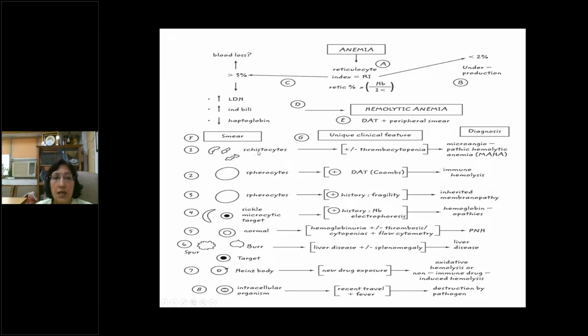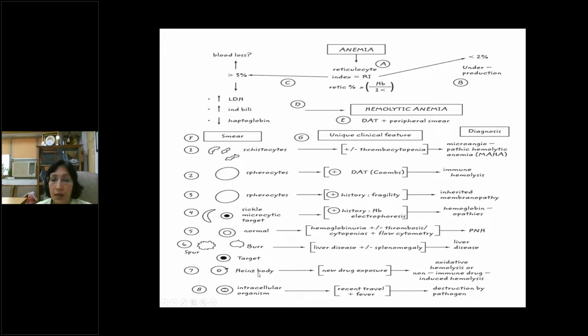Then my last slide. Basically, you will see increased reticulocyte count, increased LDH, and low haptoglobin, which we have already discussed. Schistocytes indicate microangiopathic anemia. Spherocytes you will see like this. Sickle cells you will see like this. In PNH the RBCs are normal, but hemolysis will be there. Spur or burr cells you will see in liver disease. Target cells you can see mainly in thalassemia.